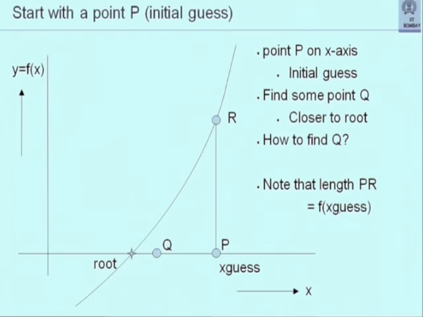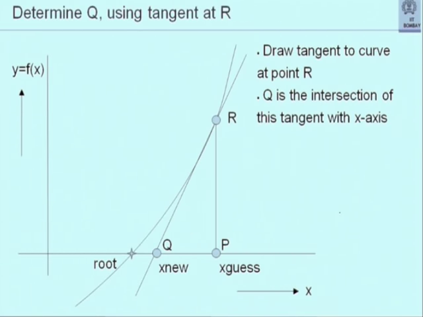This is the crux of approximating a root in steps. In the first step, we move closer towards the root. In the next step, we move further close, etc. So this is what I have tried to show here. There is a point P on the x-axis, which I call the initial guess. I want to find some point Q, which is closer to the root. How to find Q? First of all, I note that the length PR is nothing but the function value at x guess, which is the starting point. Then I draw the tangent to the curve at that point R. Q will then be the intersection of the tangent with the x-axis.